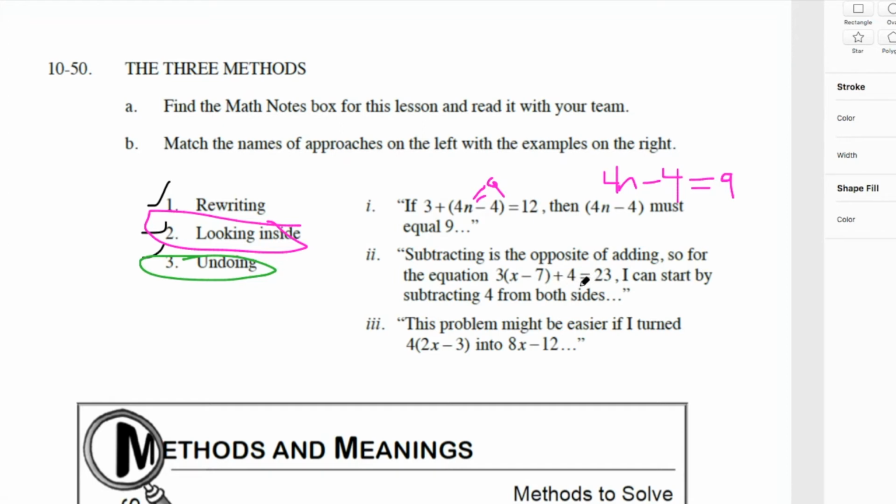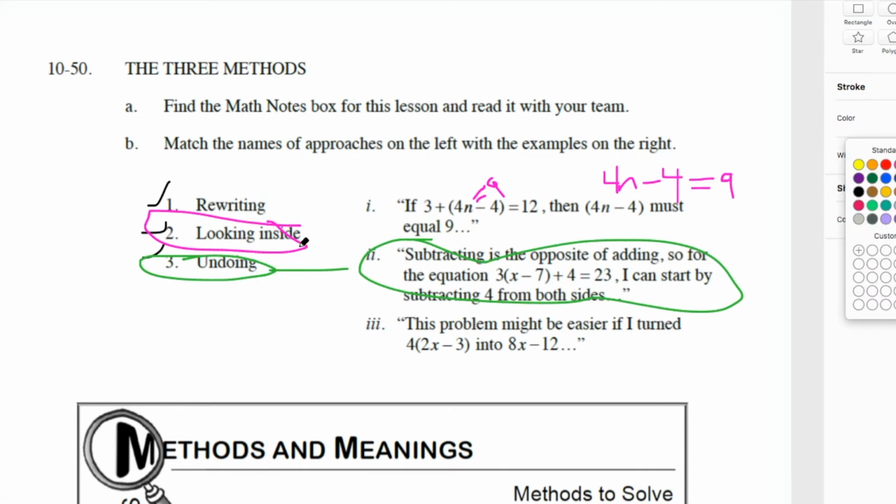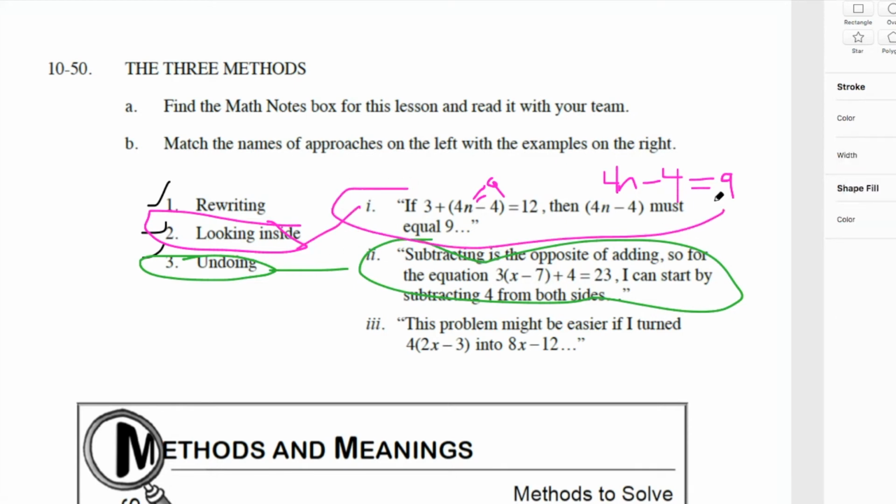So subtract 4 from both sides, divide both sides by 3, and then you can deal with the parentheses. You can add 7 to both sides. So this one is undoing, and hopefully you got that one right there. And I didn't actually circle this one up top, but I can do that now. Boom. And finally, just by process of elimination, this would have to be rewriting, but we'll read it to make sure we all get it.